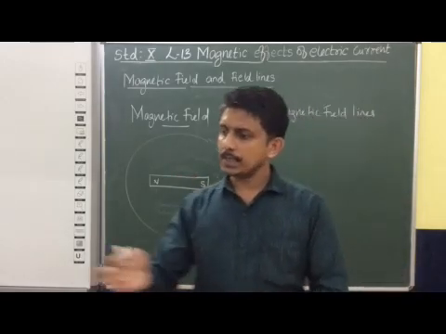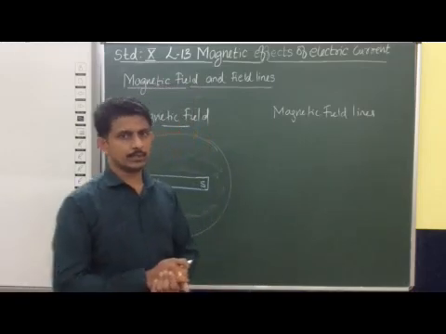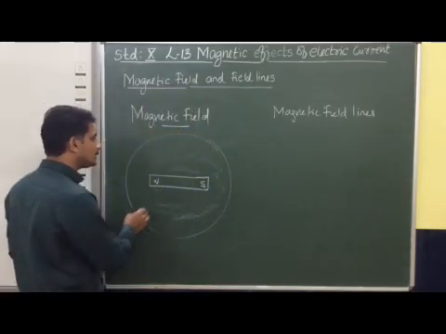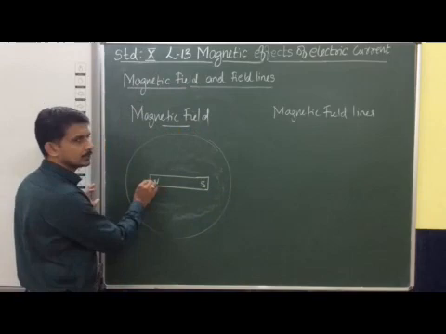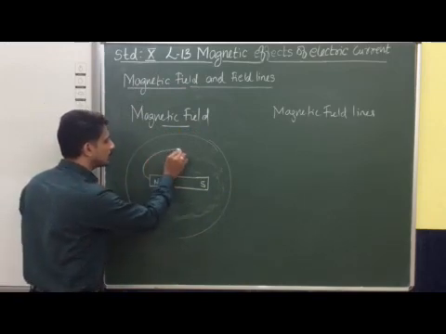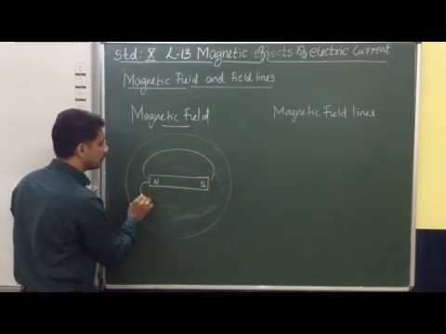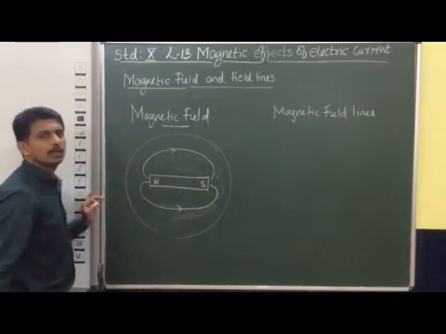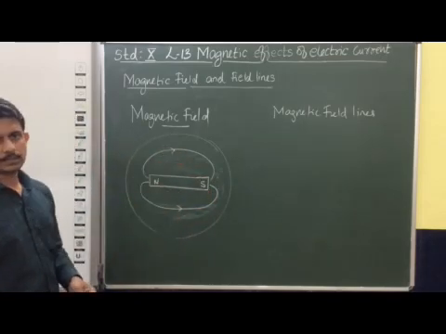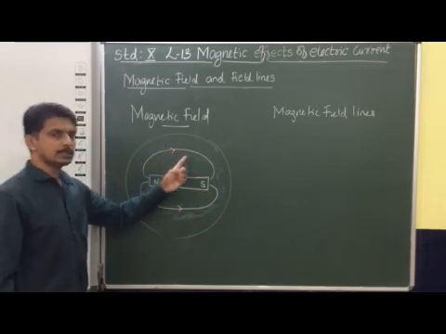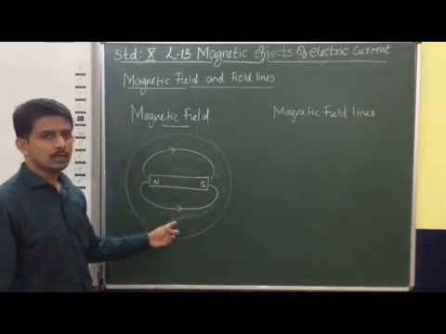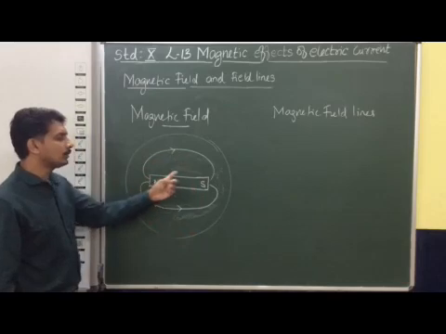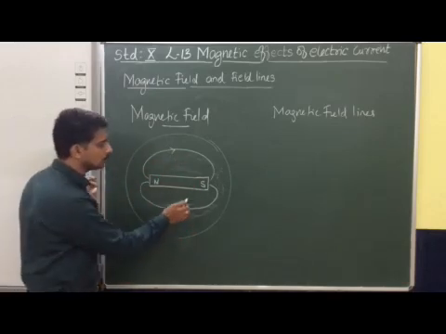So magnetic field lines are representing the strength of this magnet, and you can observe that they are in the form of curved lines. We can say that these magnetic field lines start from the north pole and terminate on the south pole outside the magnet. Like this we can represent the case of magnetic field lines, which start from the north pole and terminate on the south pole.